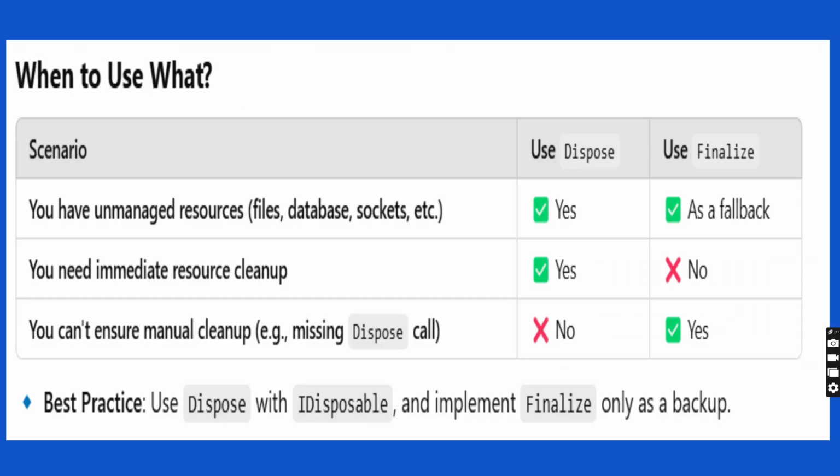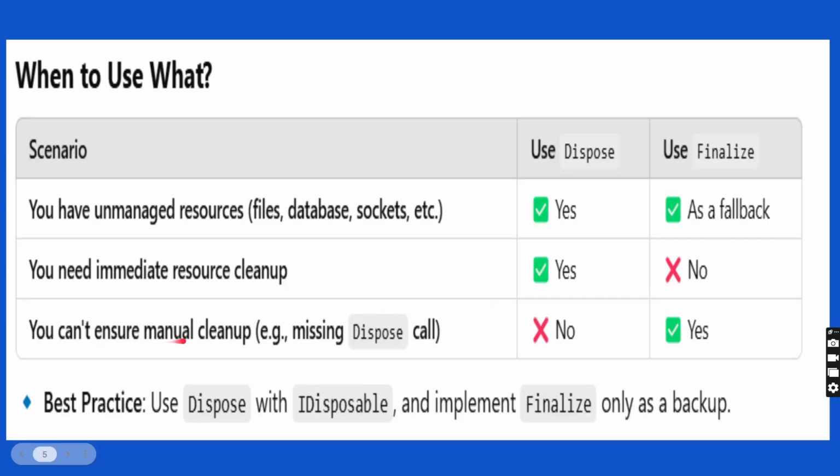Here, when to use dispose and when to use finalize. In the scenario where you have unmanaged resources like files, database, sockets, we have to use dispose as well as a fallback. We can use both dispose and finalize. If you need immediate resource cleanup, we have to use dispose, not finalize.